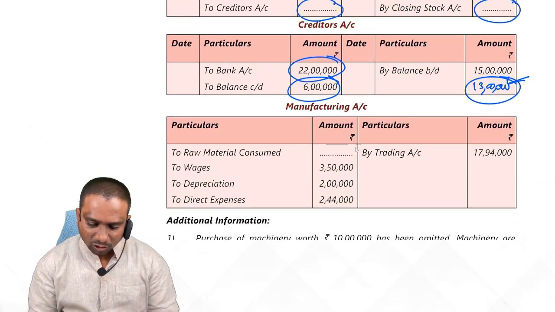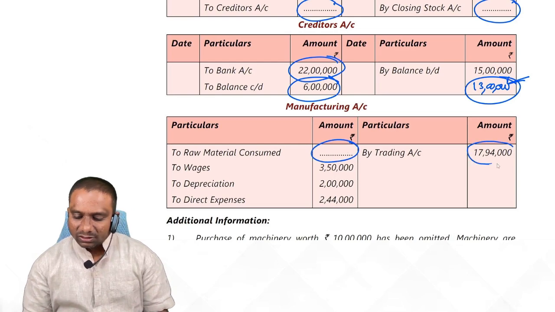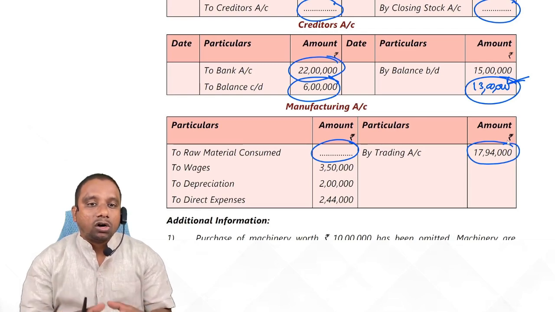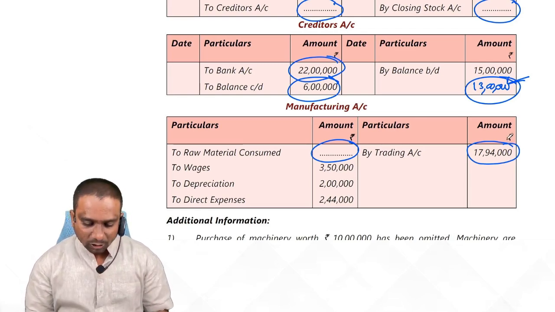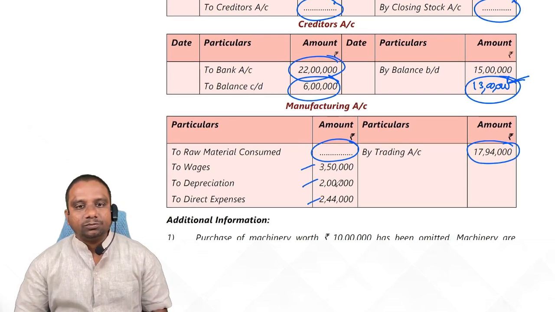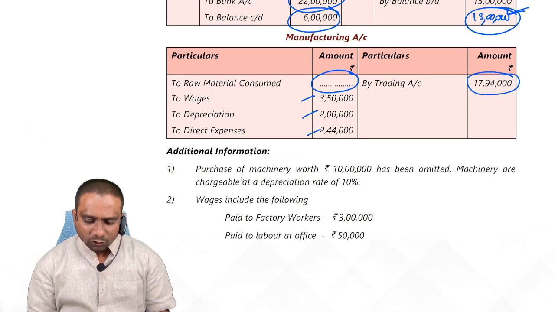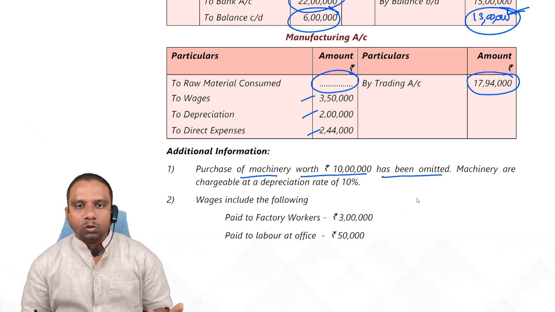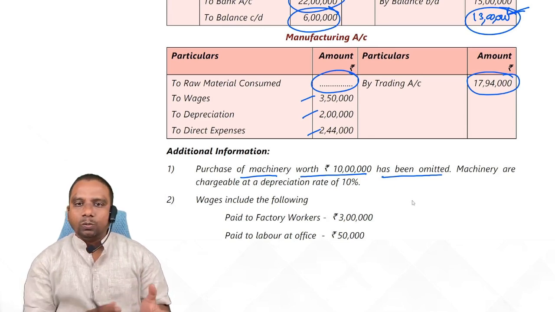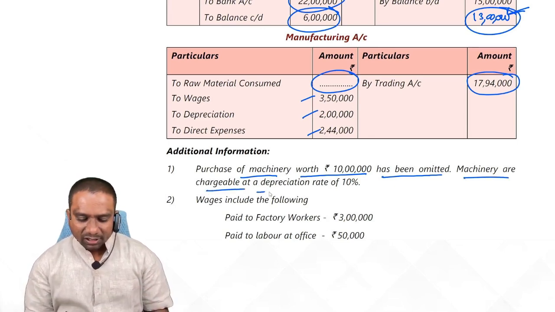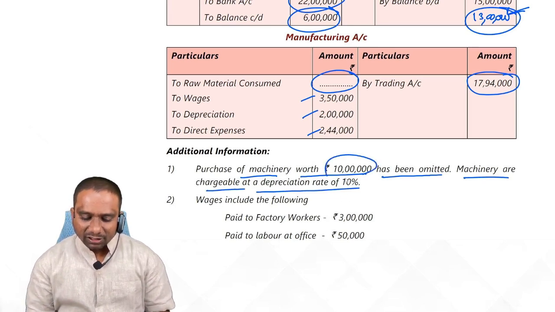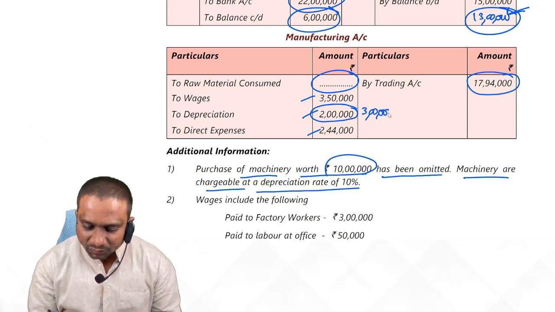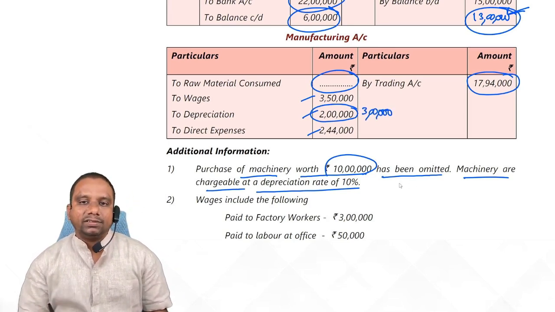Observe the manufacturing account: raw material consumed is not given. Trading account 17 lakh 94,000. This 17 lakh 94,000 is nothing but the total cost incurred on production of goods: wages, depreciation, direct expenses. Fine. Additional information: look, purchase of machinery worth 10 lakh has been omitted. We have purchased a machinery, worth 10 lakh, and it is omitted. Machinery is depreciable at a rate of 10%, which means 10 lakhs into 10%. Now the depreciation becomes 3 lakhs, no? So the revised depreciation becomes 3 lakhs.